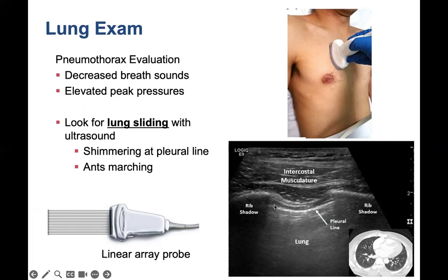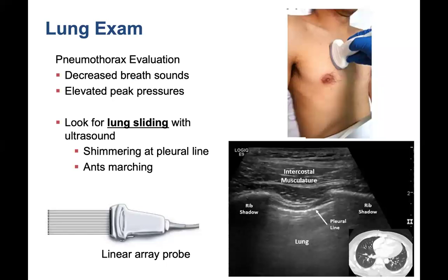I like the vascular or the linear array probe. I see my pleural line. I see a rib and a rib shadow. Here's going to be where the lung would be. And when I have a pneumothorax evaluation, it's usually because I've heard decreased breath sounds. Maybe there's elevated peak pressures.